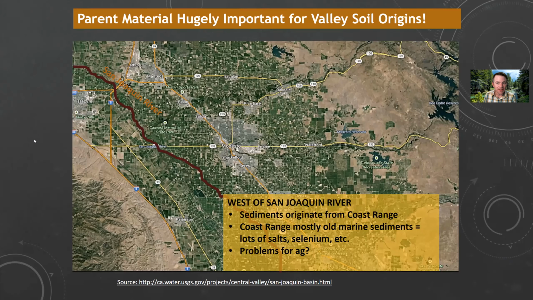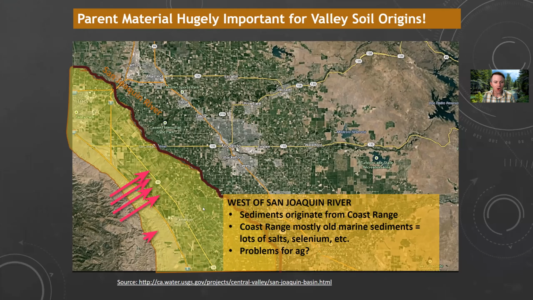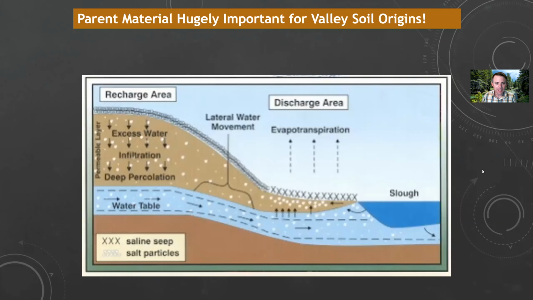But because it used to come from the ocean type sediments, all of the stuff on the west side of the San Joaquin River, the sediments on the west side of the river, they originate from the Coast Range. And because they come from the ocean, they're very salty, and they have other things like selenium and other minerals that get in there that can be a big problem for agriculture. So they're okay to farm. They're not the best.